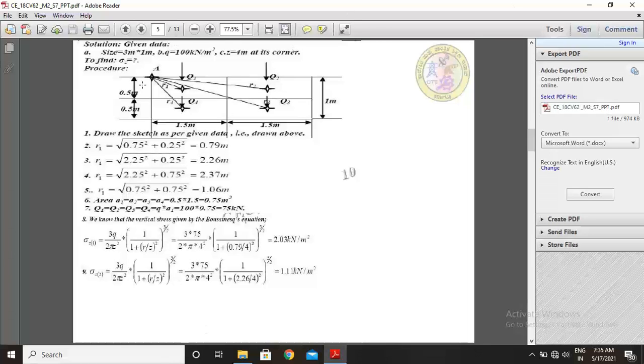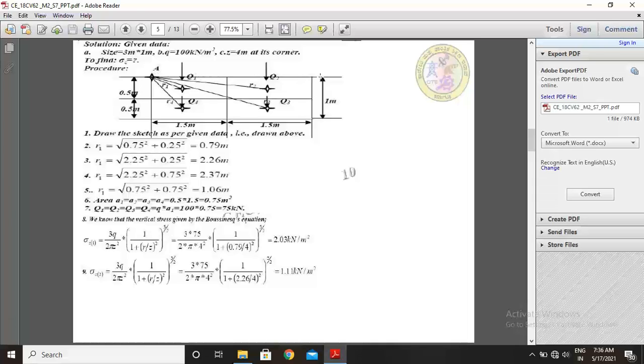Solution: given data, size is 3 meter into 1 meter, q is given as 100 kilonewton per meter square, z is given as 4 meter, at its corner. To find sigma z equal to how much? Procedure: here, draw the sketch as per the given data, that is drawn above. So now draw the sketch.